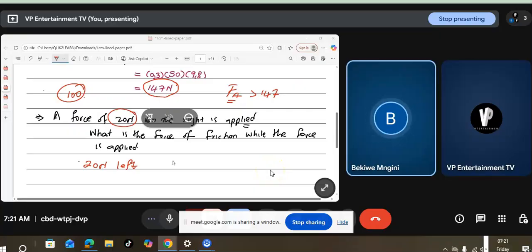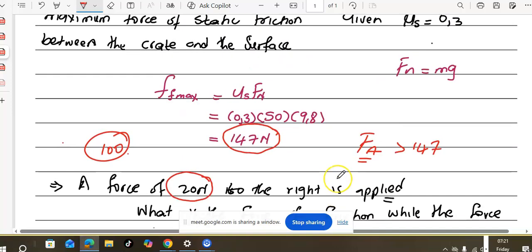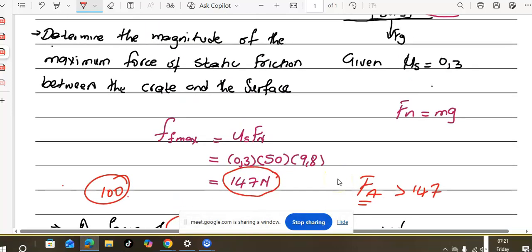So honestly, you lost me. I don't know what's happening now. Oh, okay. Let's explain this again, okay? First thing first, we know that the coefficient of static friction between the crate and the surface is 0.3. Yes. So now we calculated the maximum force of static friction.